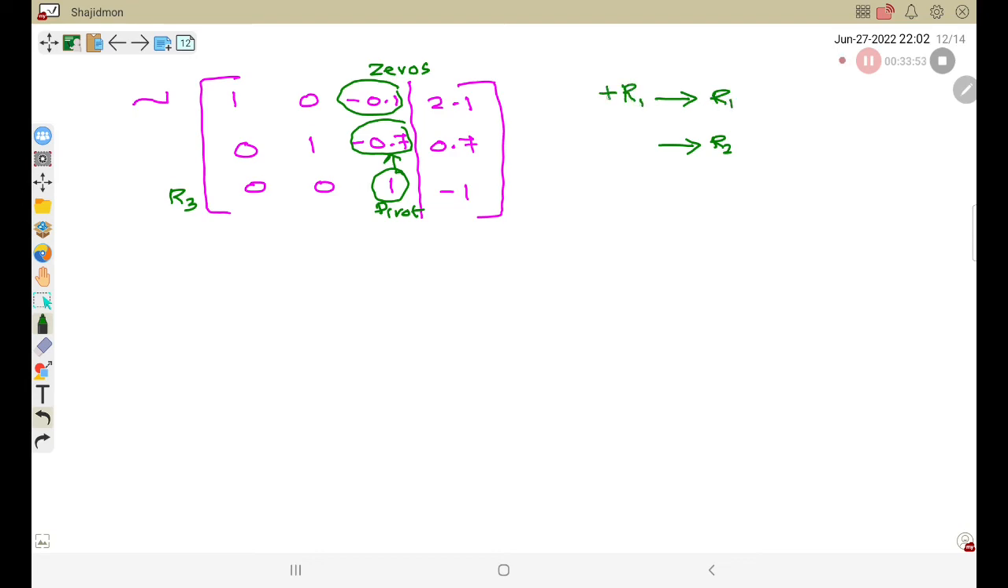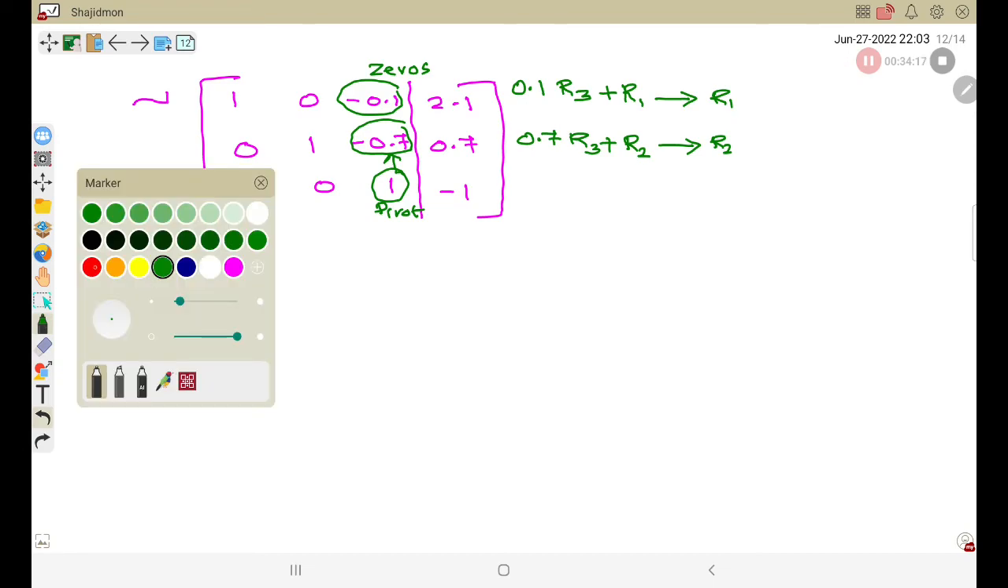So how to change to 0? R1 plus is default. Opposite of minus 0.1, 0.1. Multiply pivot number coming on third row. Multiply R3. And here, opposite of first, R2 plus is default. Opposite of minus 0.7, 0.7. Multiply pivot number coming on third row.